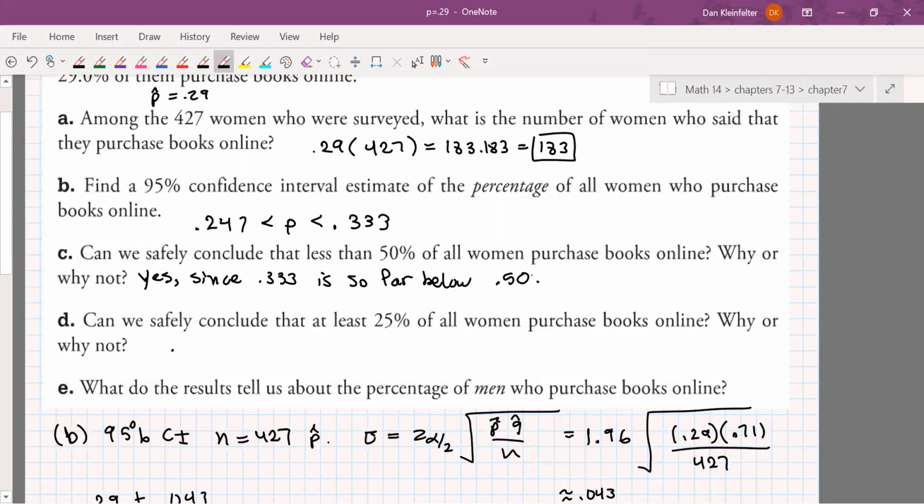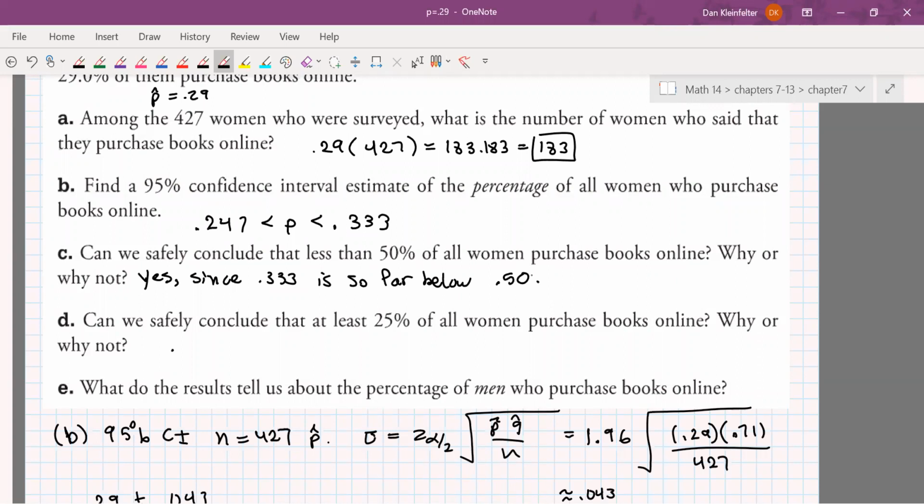Okay, contrast that with part D where it says, can we safely conclude that at least 25% of women purchase books online? Why or why not? So there it's 25%, and our interval goes down to 0.247, which is a little below 25%, and then it goes up to 0.333. So I think I am kind of sure that the true proportion would be at least 25%, but it should be clear that we should be less sure about it in a way, because our interval only goes down to 0.247.